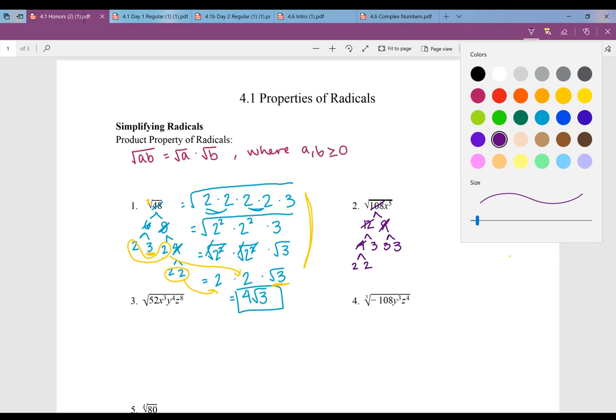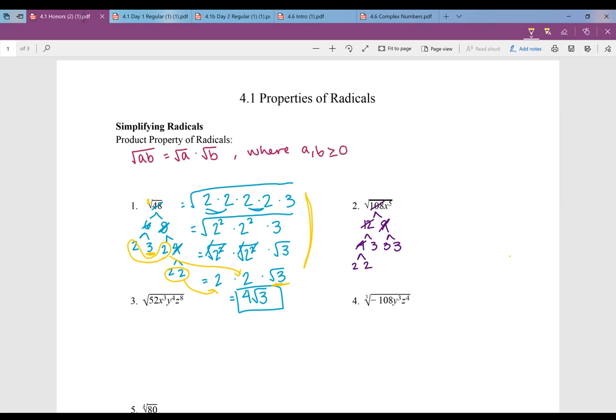Now if we look, we're doing a square root again, right? If there's no number right here, that means we're doing a square root. So we're looking for groups of 2. Well, we have 2 2's and 2 3's and 1 3 left over. So we're going to have 1 2 and 1 3 outside, so 2 times 3. Then that 3 that's left over is going to stay under our square root.